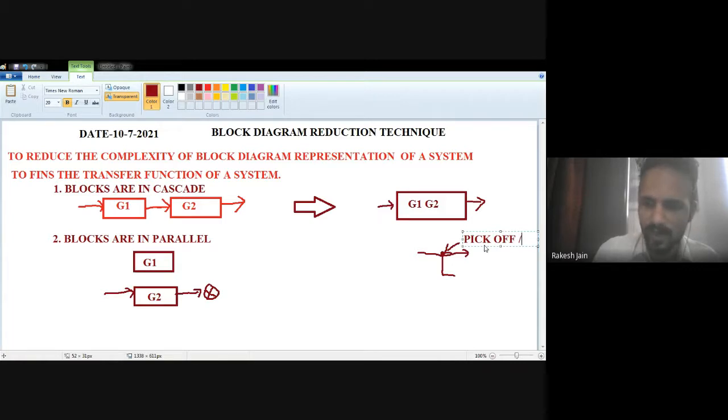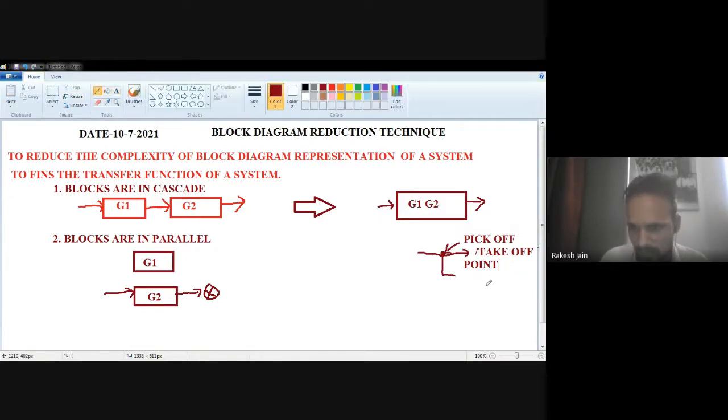Pick off or take off point. Remember this. Pick off or take off point. Okay.